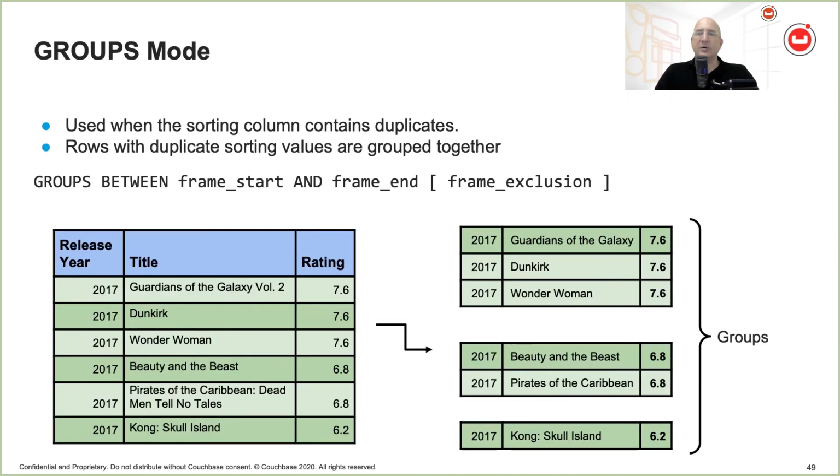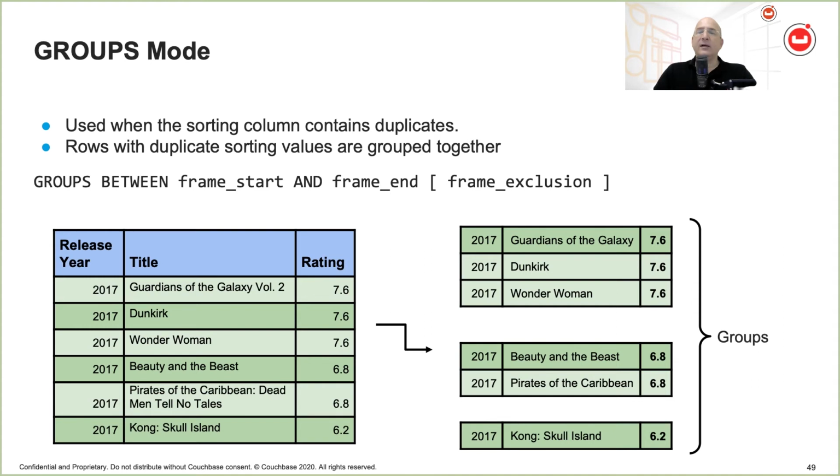The next frames mode is the groups mode. The groups mode is useful when the value you sort by contains duplicate values. If that is the case, the groups mode will group together the rows that have the same value, the value in the order by clause, of course. Let's take a look at the following illustration.